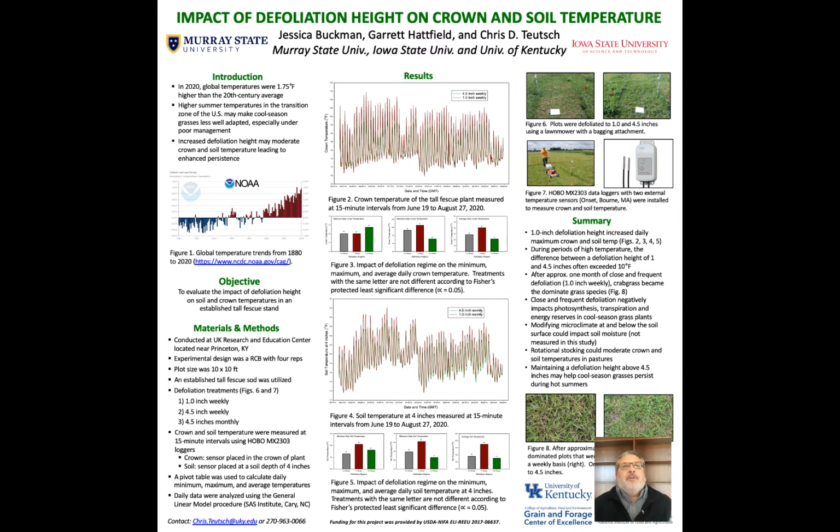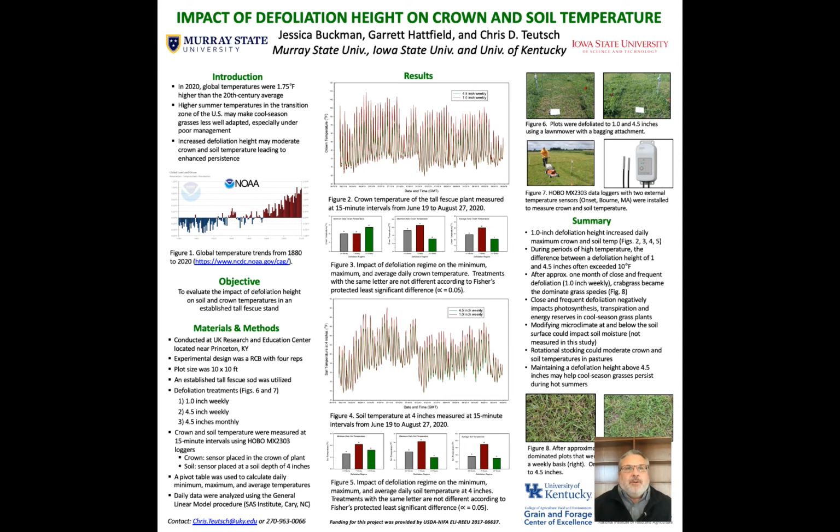The title of our poster today is Impact of Defoliation Height on Crown and Soil Temperature. In 2020, the global temperatures were about 1.75 degrees Fahrenheit higher than the 20th century average. Higher summer temperatures in the transition zone United States may make cool season grasses less well adapted to this region. Changing our defoliation height may help to moderate crown and soil temperatures in pastures and hayfields in this region, enhancing the persistence of cool season grasses.